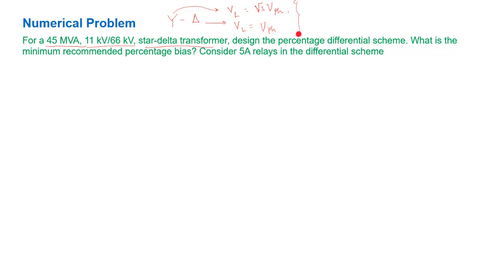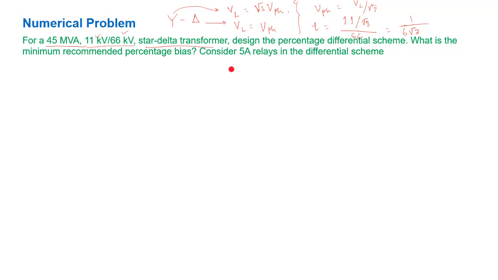Now, if we find the transformation ratio for this case, it will be, for VPH, VL by √3, right. So, now you can find the ratio, because these are the line voltages. So, your transformer ratio will be how much? It will be 11 by √3, because the primary side is star connected, divided by 66. So, it will be 1 by 6√3.